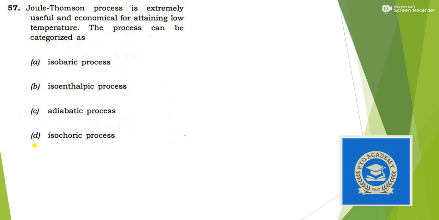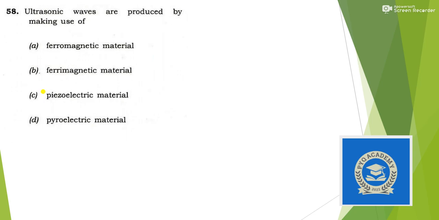Next question. Joule-Thomson process is extremely useful and economical for attaining low temperature. The process can be categorized as, this is given in higher density. So just remember the answer. The answer is option B, isoenthalpic process. Ultrasonic waves are produced by, a very important factual question. The answer is piezoelectric material.